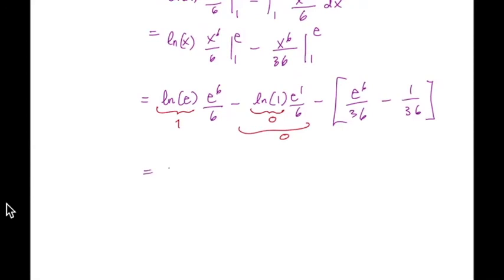So I have e to the 6 over 6 minus e to the 6 over 36 plus 1 over 36. So I have 5 e to the 6 over 36 plus 1 over 36. But it's fine if you stop here.